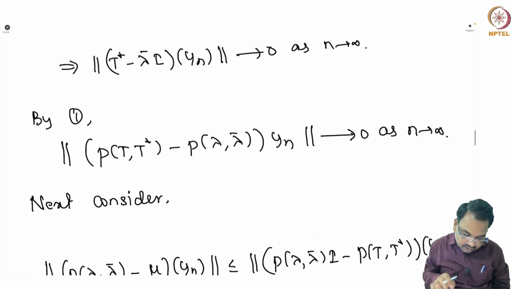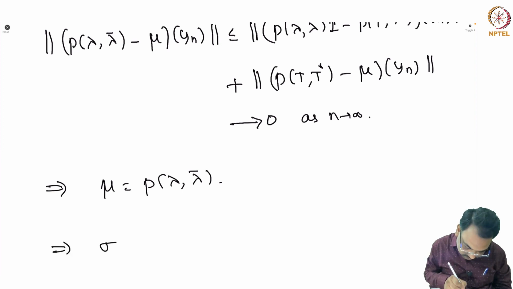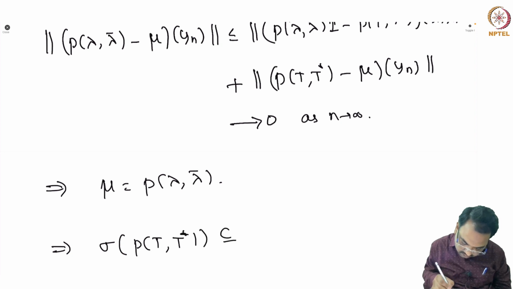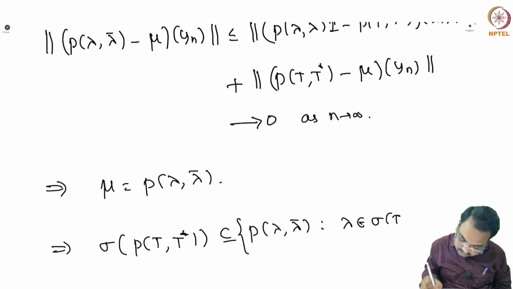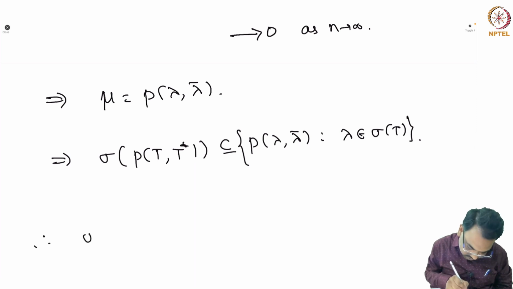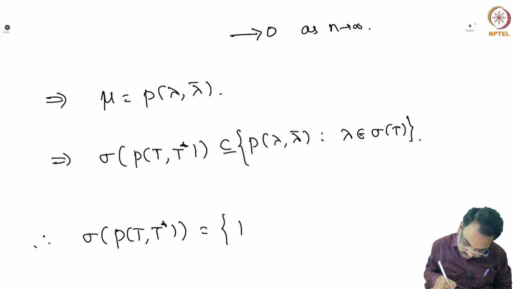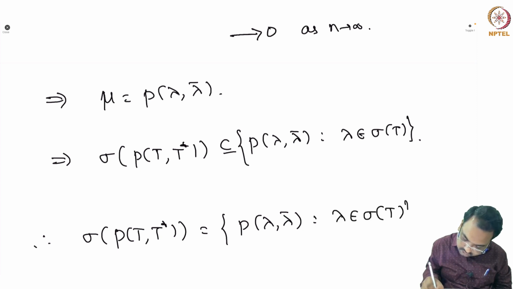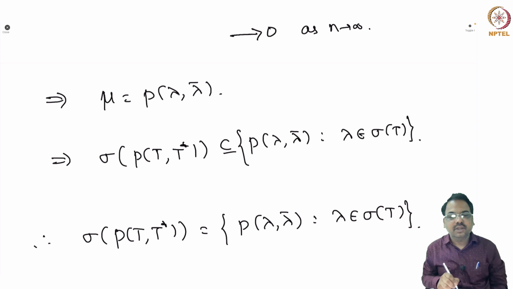So we have taken mu from the spectrum of p(T star). So this implies the spectrum of p(T star) is contained in the set of p(lambda bar), where lambda is coming from the spectrum of T, and we have shown the other way inclusion earlier. So therefore we can conclude that the spectrum of p(T star) is the set of all p(lambda bar), where lambda is in the spectrum of T. So this is a polynomial version of the spectral mapping theorem for normal operators.